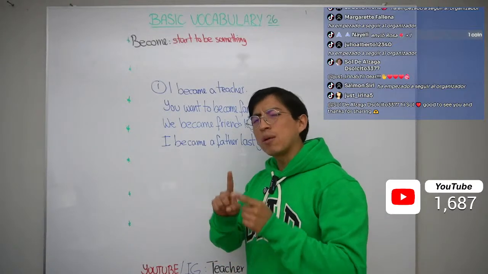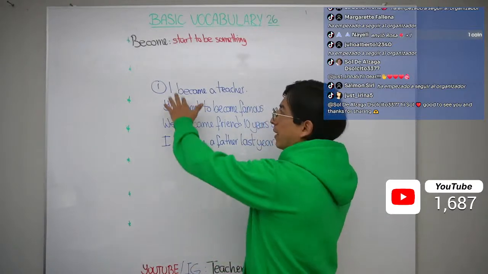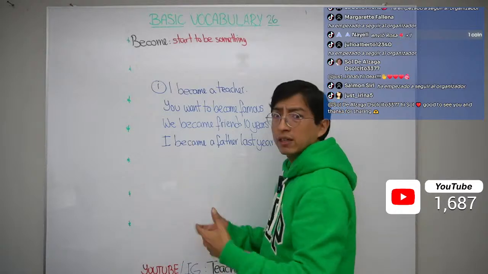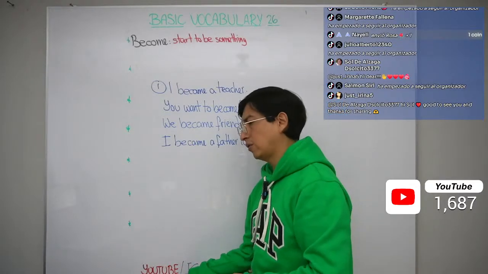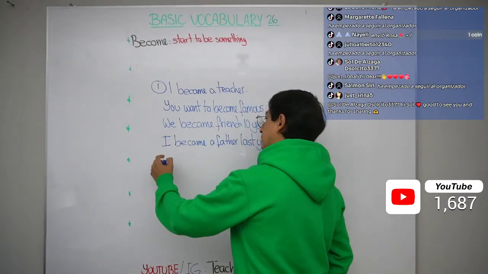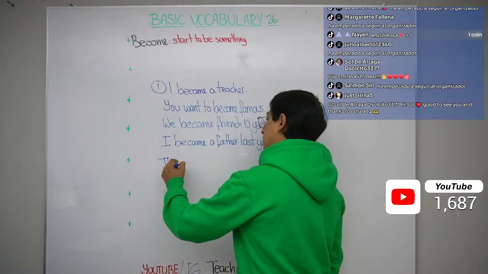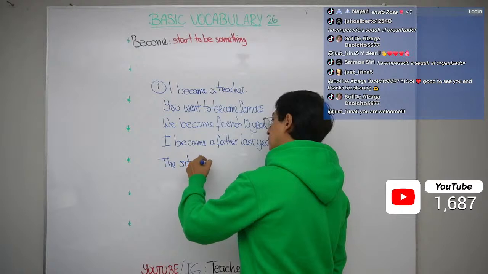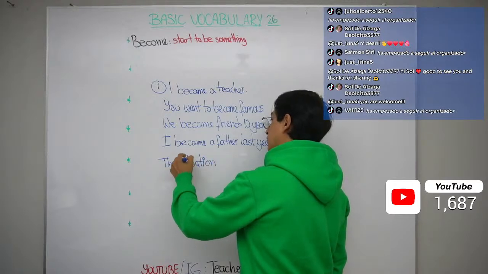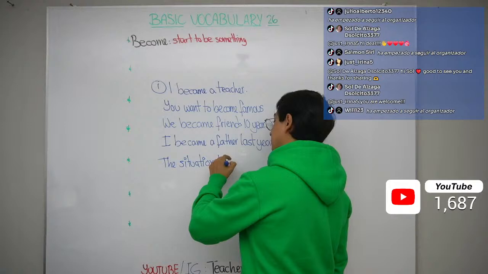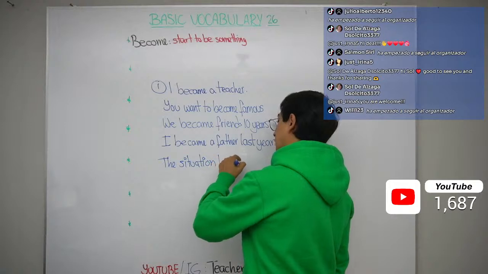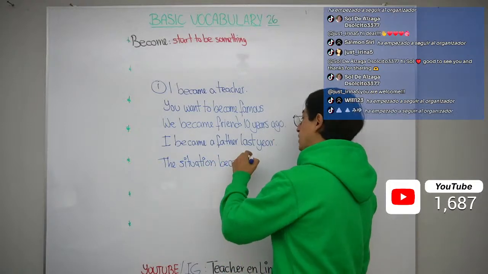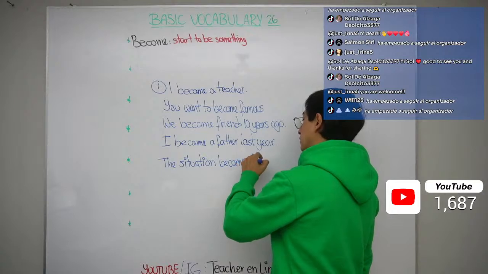And let's put one more example. We can talk about people or we can talk about situations. You can say something as, okay, the situation, okay, simple past became, okay, the situation became difficult.